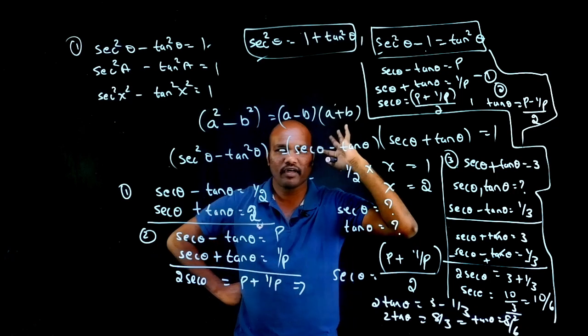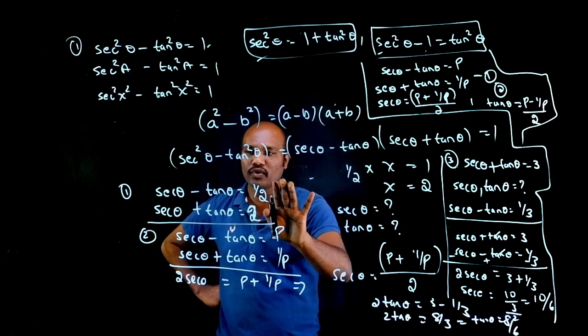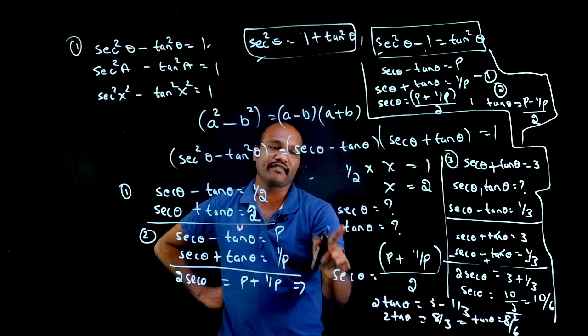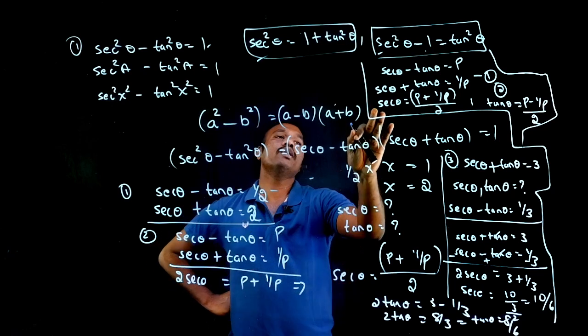If you can remember these three formulas, and if you can solve the question: secant theta minus tan theta equals 1 by 2, find the value of secant theta and tan theta. Take this as a question and solve it. If you can solve this, you have to remember this.